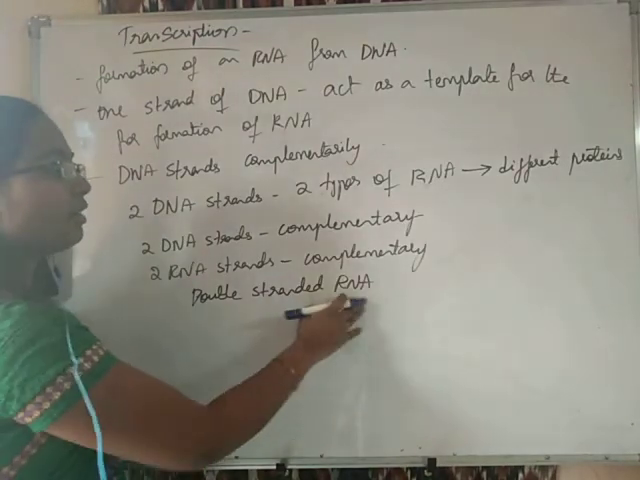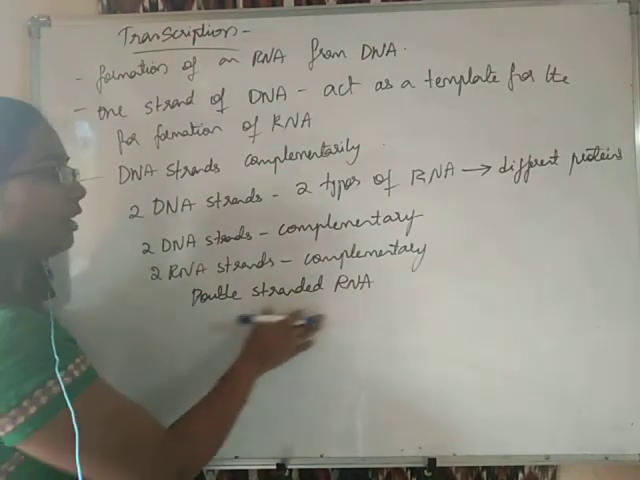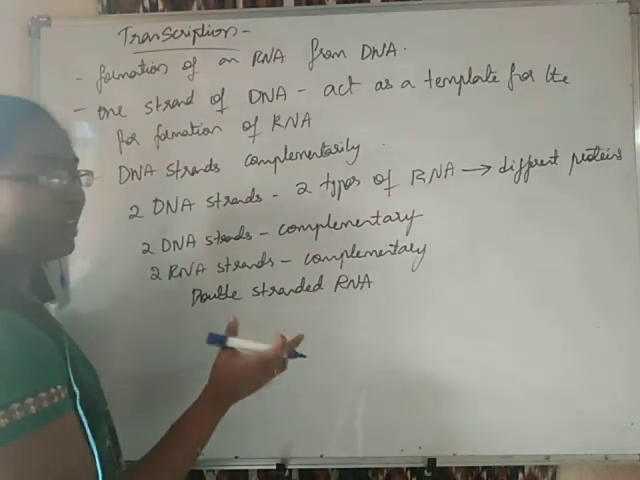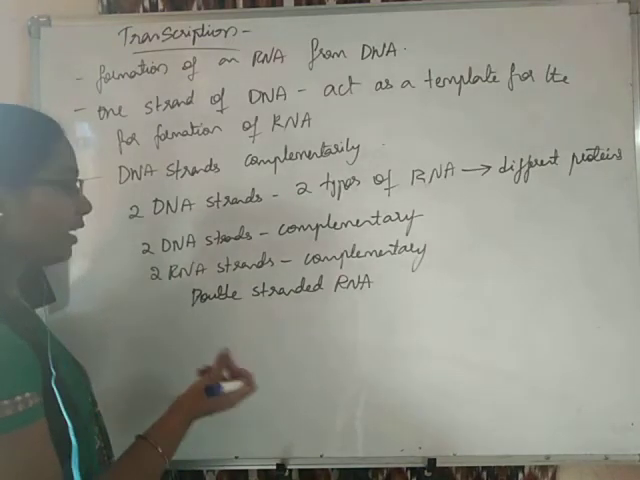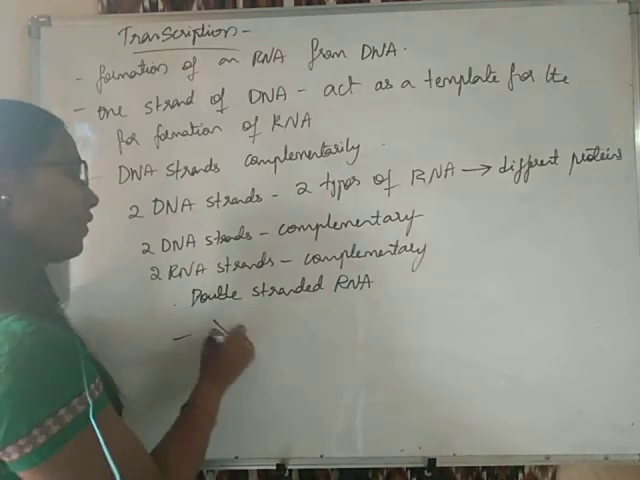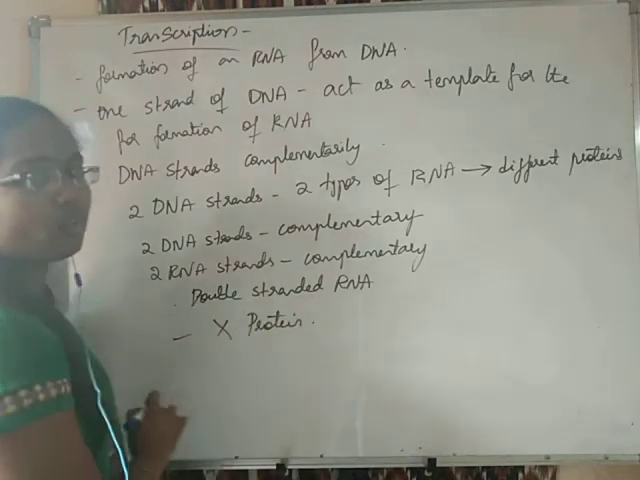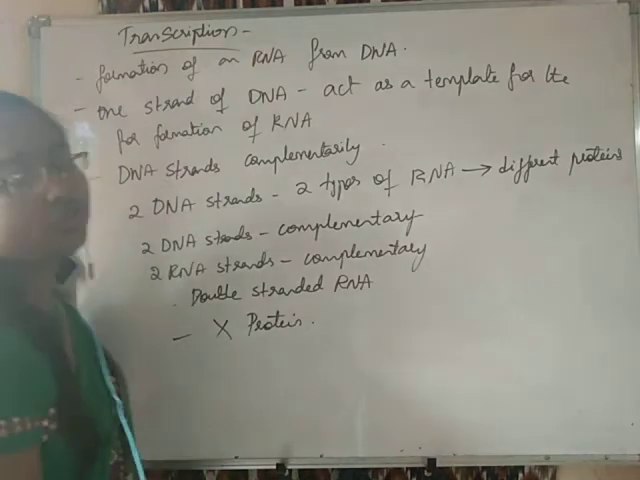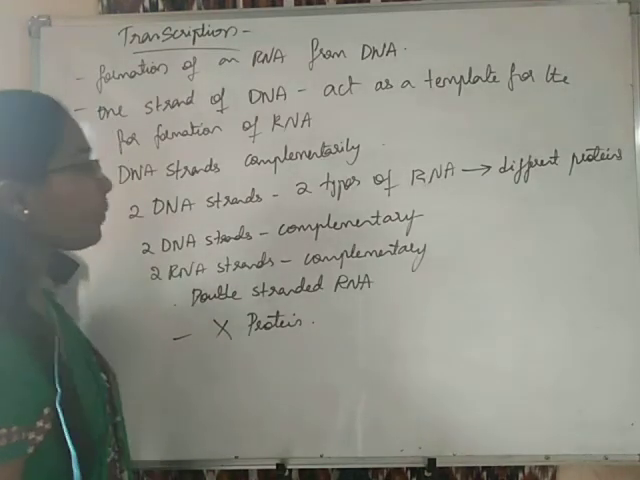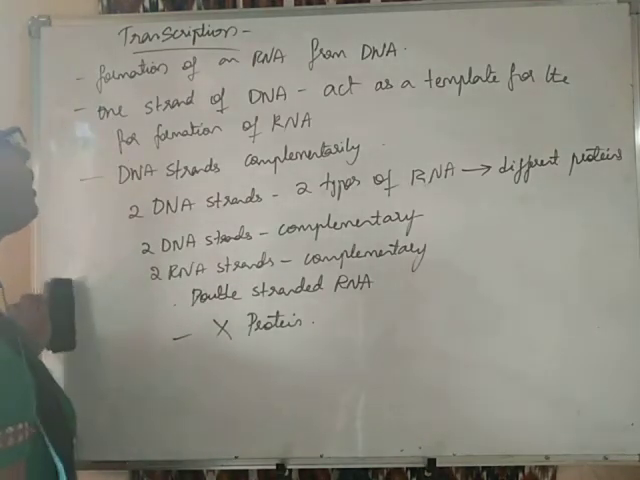A double stranded RNA will be pairing. There are two strands of RNA, they will pair, a double stranded RNA will form, then there will be no protein formation from RNA. There is no use of forming an RNA only. So this is about transcription.